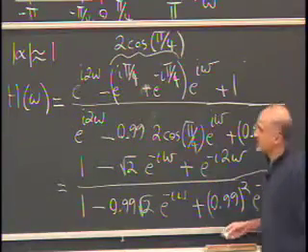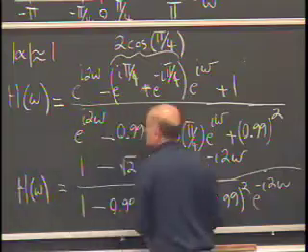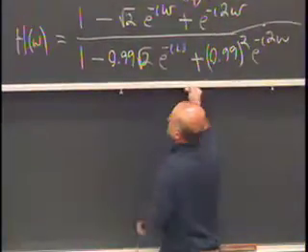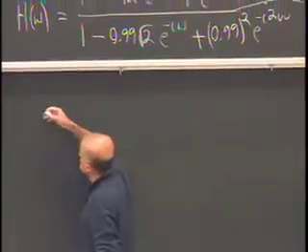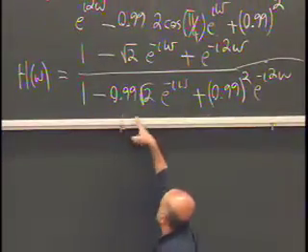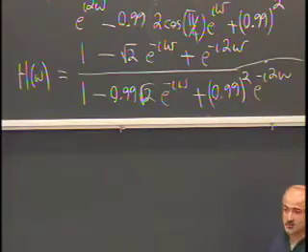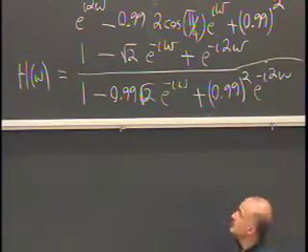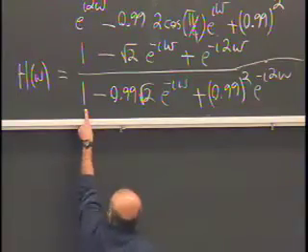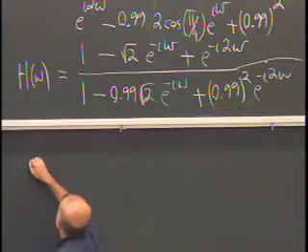Now you have it exactly in the form that you need to write down the difference equation. And what's that difference equation? The denominator will correspond to the y terms. The numerator will correspond to the x terms. This one doesn't have an e to the minus I omega. So that corresponds to what? y of n.